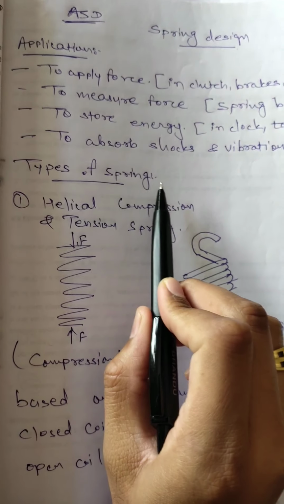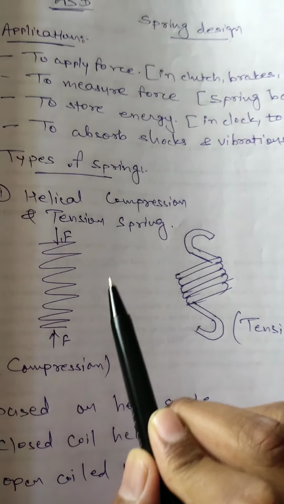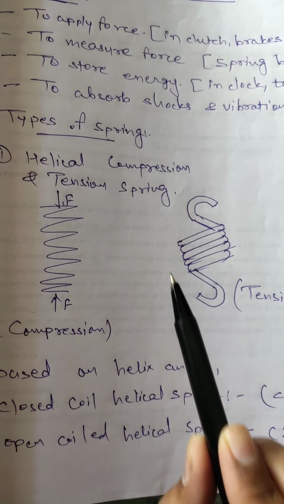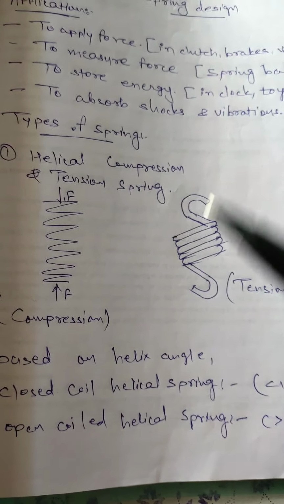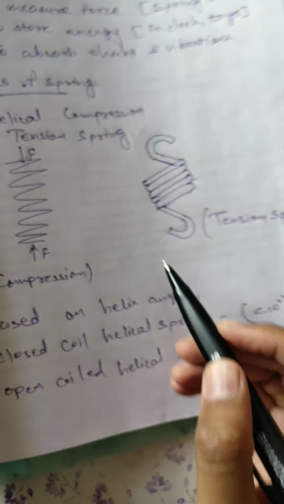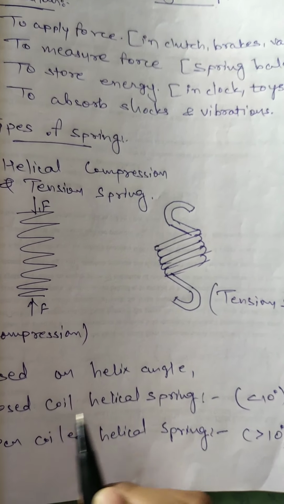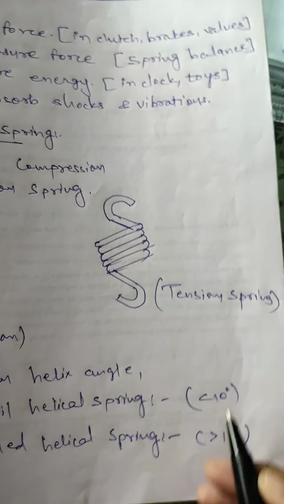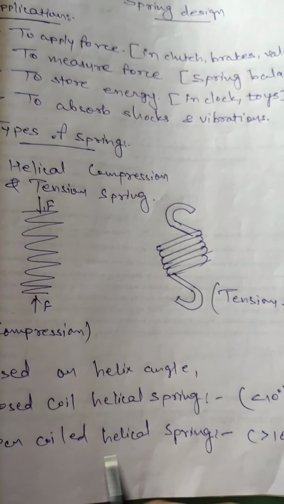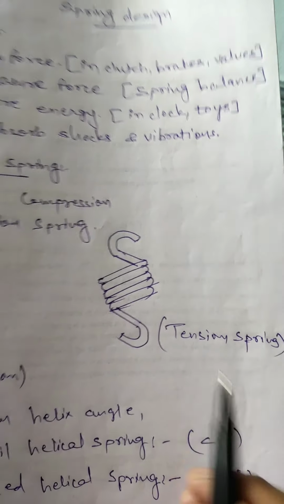Next are the types of spring. There are many different types. First is the helical spring, which is a spring in a helix shape. The most important thing is the helix angle. Based on the helix angle, there are closed coil helical springs and open coil helical springs. In the closed coil helical spring, the helix angle is less than 10 degrees, and in the open coil helical spring it is greater than 10 degrees. Here is the helical spring, and here is the tension spring.